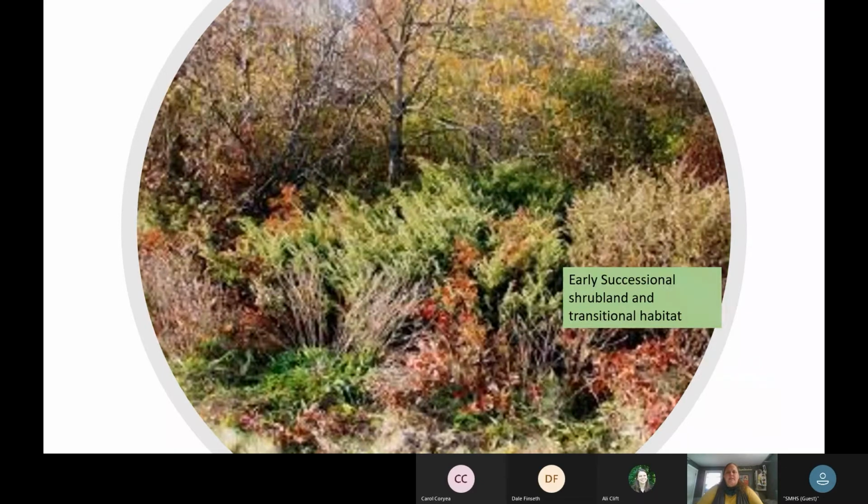Again, this is more early successional shrubland and transitional habitat. So again, being able to identify structure makes a big difference for a lot of species. I use the New England Cottontail as an example, but they're just one of many species that use this really thick growth and transitional areas. So you never know what picture might pop up, but being familiar with these is really important.